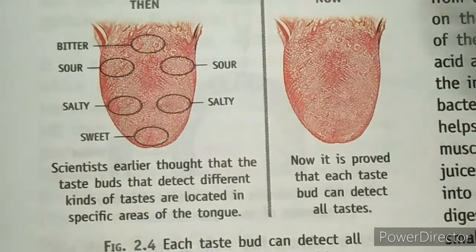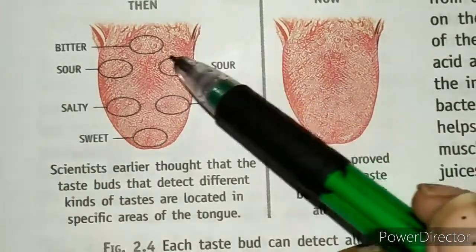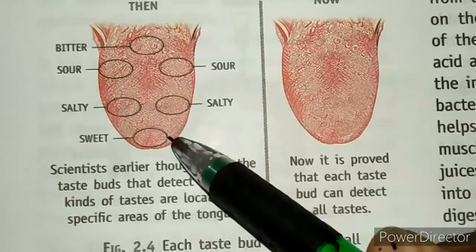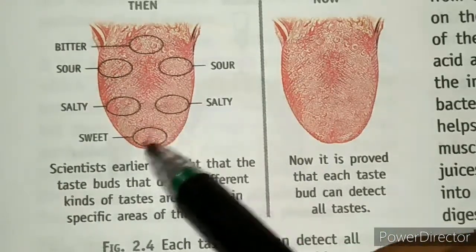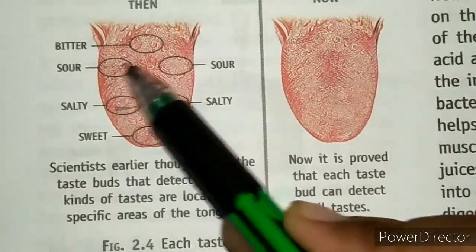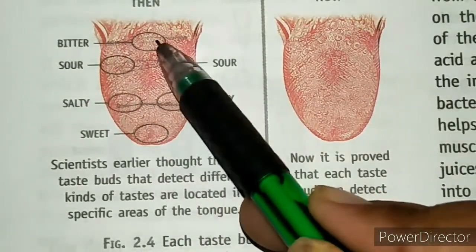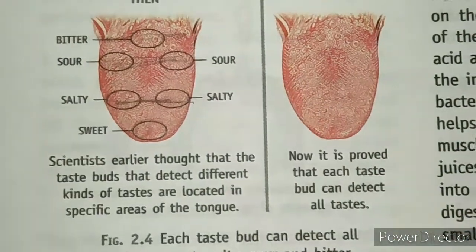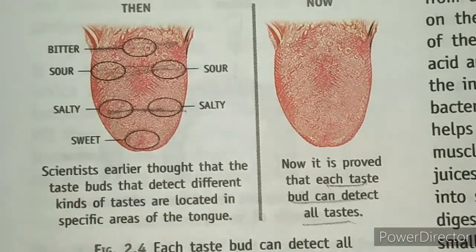Another main part of the buccal cavity is the tongue that tastes the different kinds of food. Earlier it was said that the tongue has four different taste areas, each detecting only a single taste. This area was for sweet, this area detects salt, this area detects sour, and at the last it gives the taste of bitter. But now it is said that each taste bud can detect all the tastes.